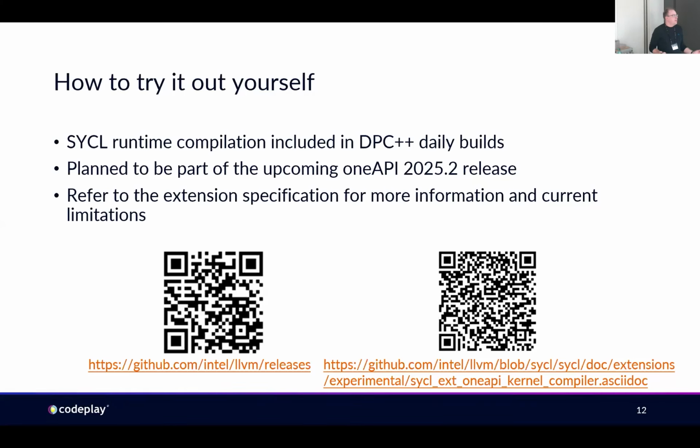And the best thing I think about it is you can try all of this out yourself. The extension, as I just presented, is included in DPC++ daily builds already, and we also plan to make it part of the upcoming oneAPI 2025.2 release. If you want to try it out, the first QR code takes you to the daily builds page on GitHub, and the second one would take you to the extension document where you can look for more details on the APIs and the properties and the current implementation limitations that we have.